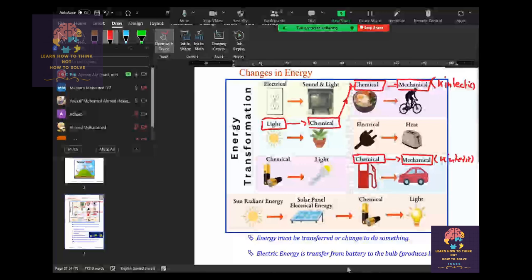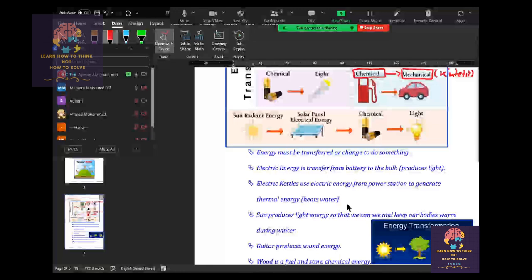As you can see, fuel stores what? Chemical energy. And we use this chemical energy inside the fuel to another phase. So the energy is transferred from chemical to kinetic. Understand. Very good. Do you want to continue or not? Okay. Another important type, electric energy is transferred from the battery to the bulb and produces light. This is very important to understand.